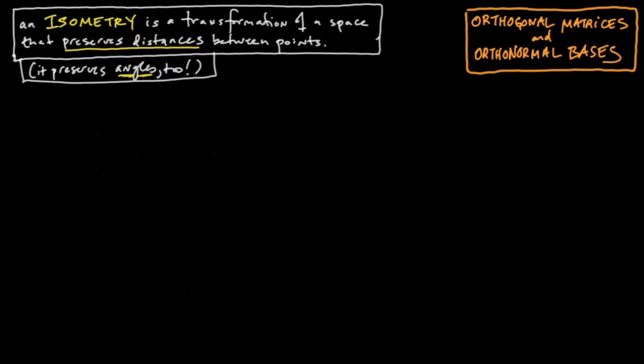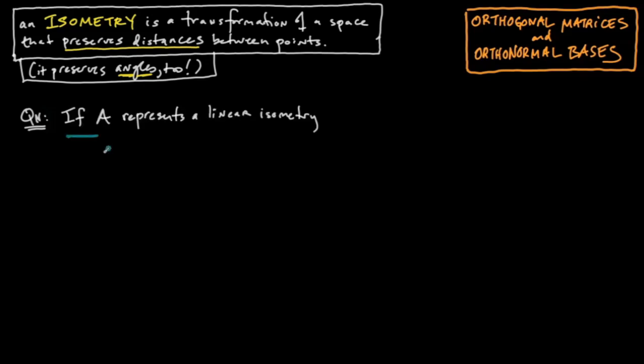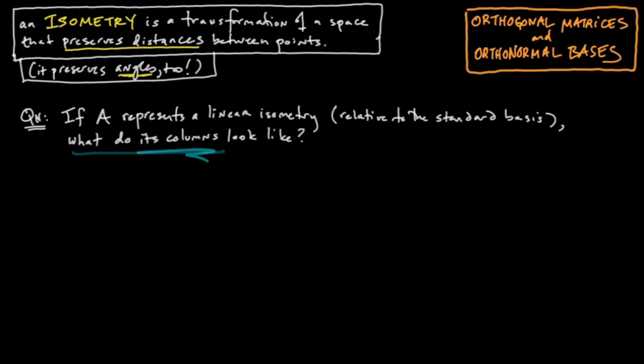All right, so I've introduced you to isometries. Our interest is specifically in linear isometries, and we will be particularly interested in their standard matrix representations. Their matrix representations relative to the standard basis. Let's think about what these would look like. So the next question we want to consider is, if A represents a linear isometry relative to the standard basis, what do its columns look like? This will have a very simple answer. We just have to think our way through it.